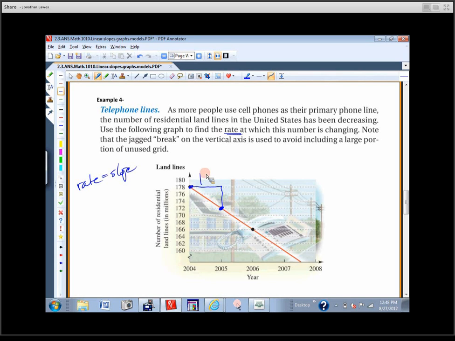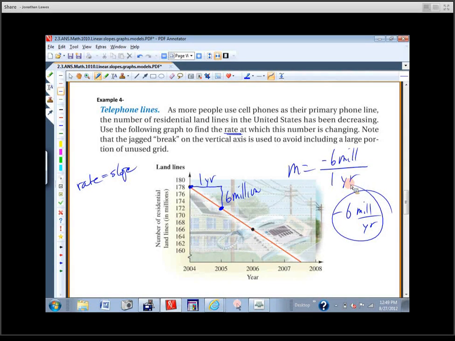Ooh, McKay, what did you say? 1 year. It's 1 year, 1 year from 2004 to 2005. Okay, what is the rise? Let's see, from 178 down to 172, so it's 6 what? Million. So if we write down the slope, remember slope is a fraction, it's going to be the rise, negative 6 million over 1 year. Well, let's clean that up just a little bit. Negative 6 million per year, right?